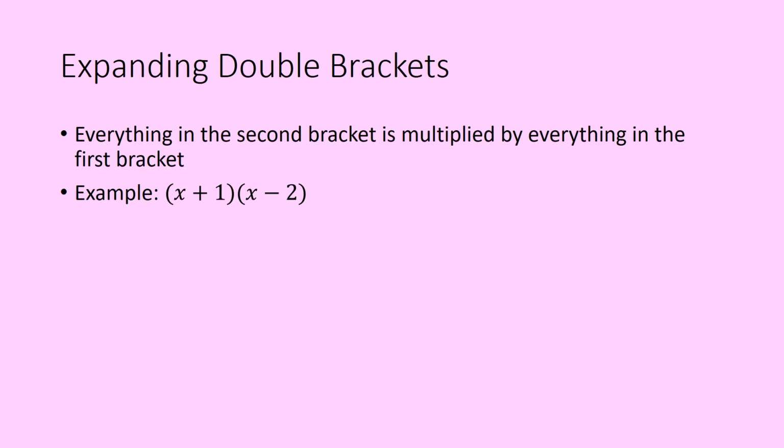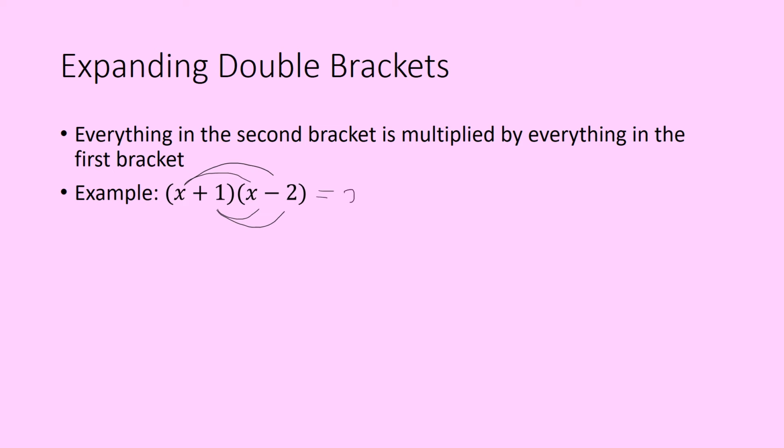So for example, we have x plus 1 in brackets, and then we've got that multiplying x minus 2 in brackets. So this means that x has got to times by the other x, and x has got to times by the minus 2. Then we have to times the 1 by the x, and the 1 by the minus 2. So let's work this out.